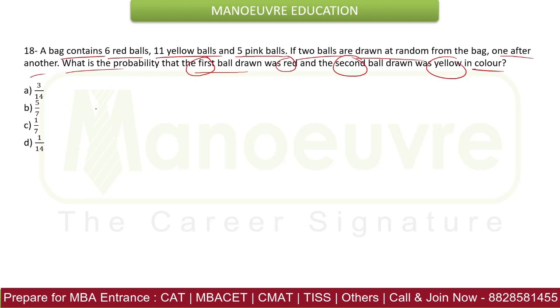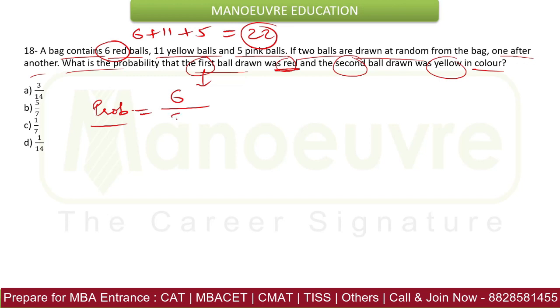Okay, now to find the probability here, say two balls are being drawn. So the first ball drawn is red. Total we have 6 red balls, and they are being drawn out of a total of 6 plus 11 plus 5, so that will be 22. So they are being drawn out of a total of 22 balls. So that will be the probability of the red ball to be drawn.